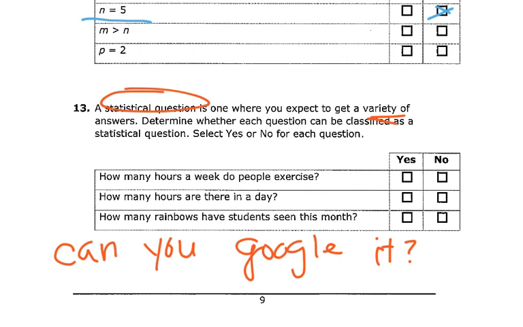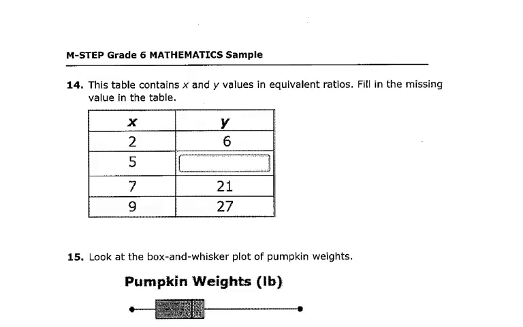How many hours a week do people exercise? Is that statistical, yes or no? How many hours are there in a day? Is that statistical, yes or no? How many rainbows have students seen this month? Can you Google it? Is it a statistical question? You need to decide. Okay? Almost done.